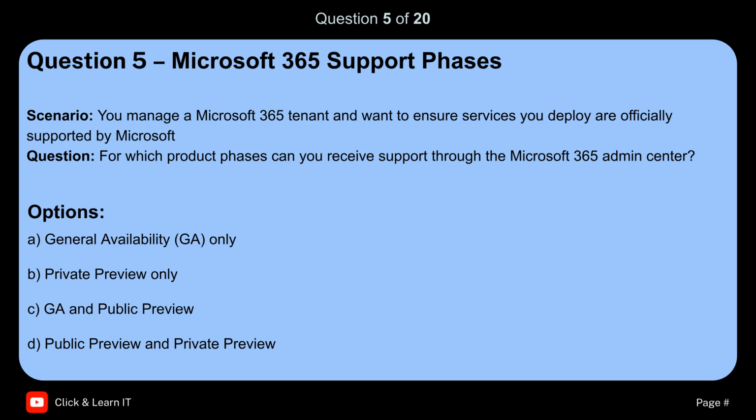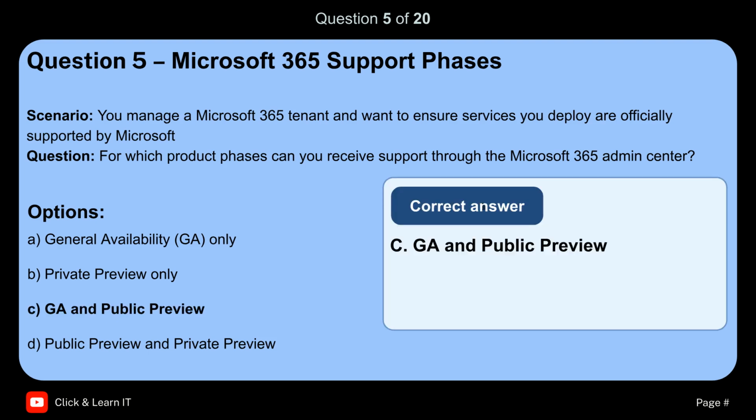Question 5. You manage a Microsoft 365 tenant and want to ensure deployed services are officially supported by Microsoft. For which product phases can you receive support through the Microsoft 365 Admin Center? Options are General Availability, GA only, Private Preview only, GA and Public Preview, or Public Preview and Private Preview.